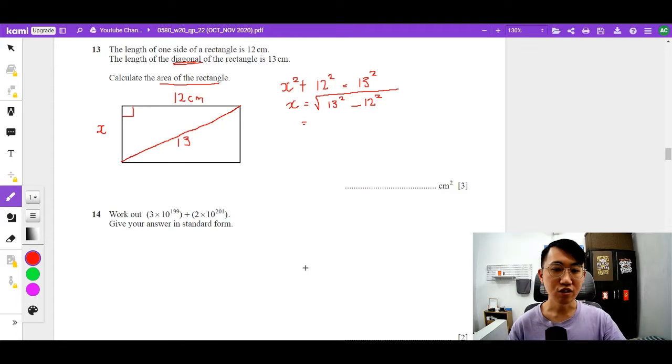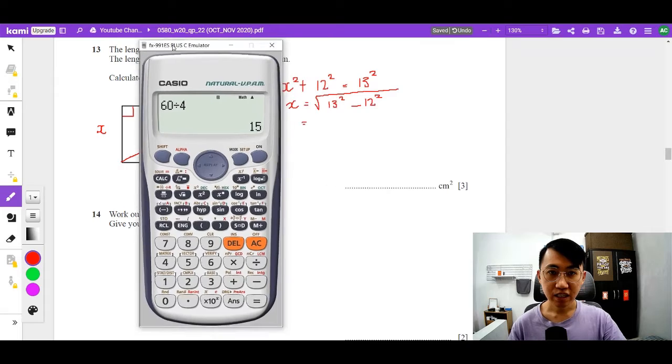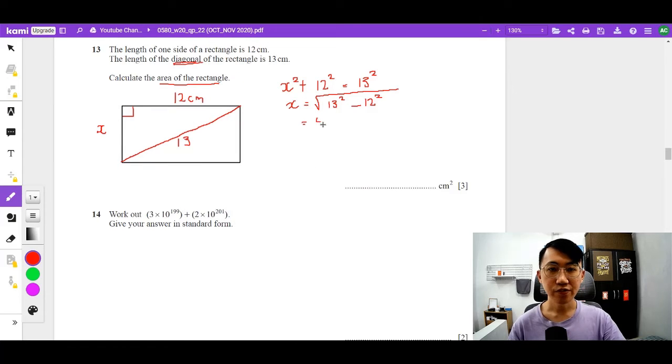Find out what this is on your calculator. Alright? So hold on, I shift it over here. Okay, so 13 square minus 12 square first. Then go ahead and square root the answer. So you get your answer x to be 5.